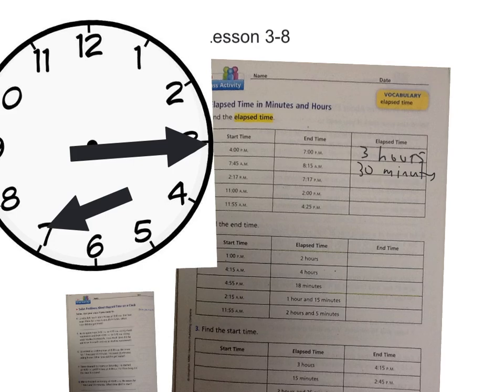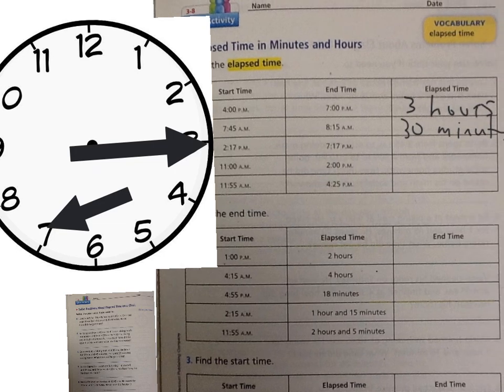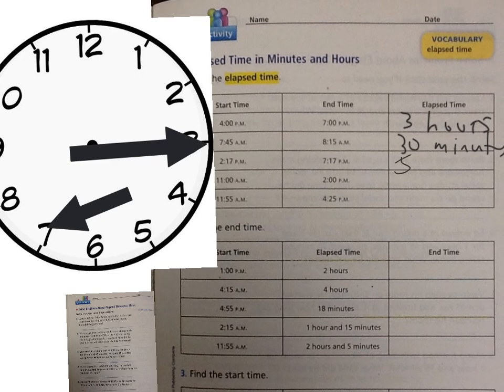I don't want to do all these with you, so it'll take a while. But 2:17 p.m. to 7:17 p.m. Okay, well, this might be one you can just do in your head. Just count up. 2:17 to 3:17 is 1. To 4:17 is 2. To 5:17 is 3. To 6:17 is 4. To 7:17 is 5 hours. Okay, because it's the same minutes after the hour, it's pretty simple. You just have to do your simple math because you're working with just a whole number. So 5 hours.